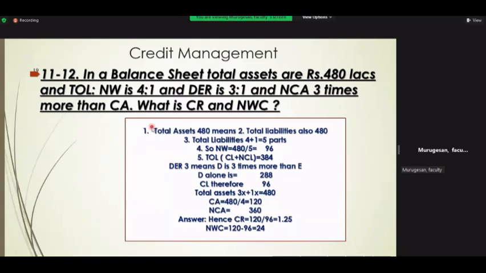These are the working details: first step, second step, third step, fourth step, fifth step. One by one you are going. Finally, all answers you have got. What is CR? What is NWC? What is CR? Current ratio.